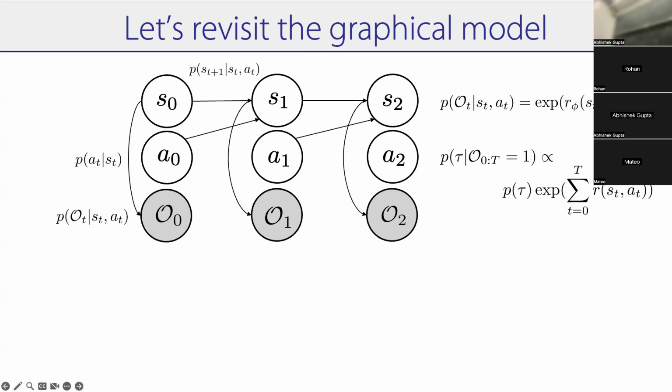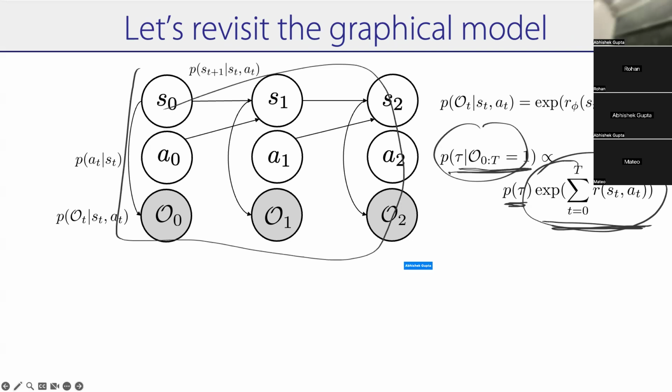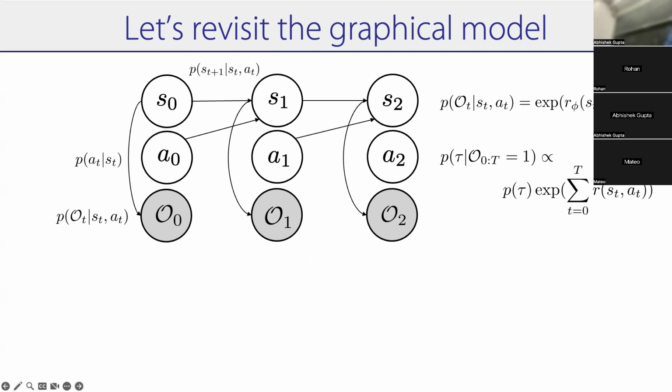And again, we might get into the control as inference math, but y'all are experts now, so it'll be easy. So okay, let's remember the control as inference graphical model, right? You have optimality variables. Optimality variables have likelihood equal to the exponential of rewards. And if you look at the joint distribution of trajectories given that you're optimal, it's equal to the distribution of a trajectory from the prior times the exponential of the sum of rewards, right? So it's saying that things that have higher rewards are more likely, things that have lower rewards are less likely. You can derive this by taking all the probability distributions here and multiplying them together. Okay. So that's control as inference.